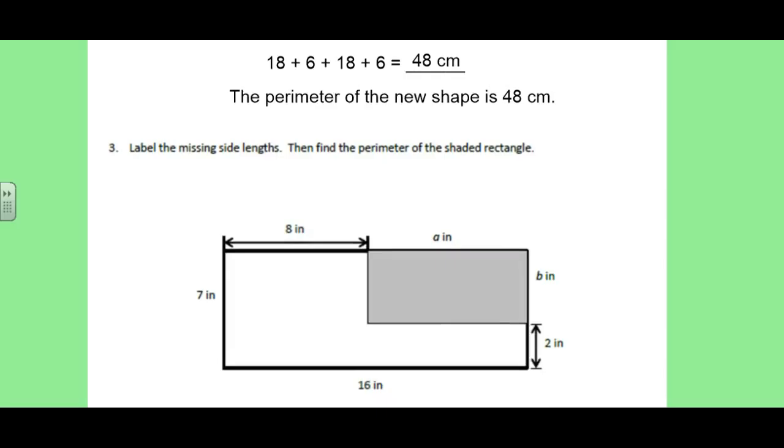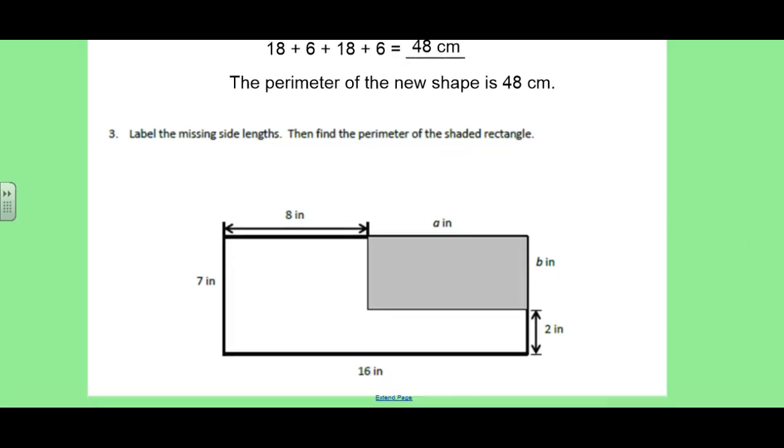It says label the missing side lengths and then find the perimeter of the shaded rectangle. So we are not finding the perimeter of any of this white part. We are only finding the perimeter of the shaded rectangle. So we've got to use side lengths that they're giving us to help us find other side lengths. So if this big old long side right here is 16, then that means that this big old long side right here is also going to be 16.